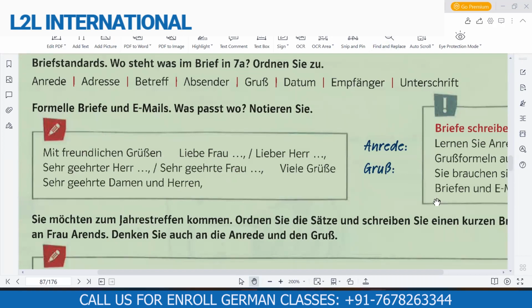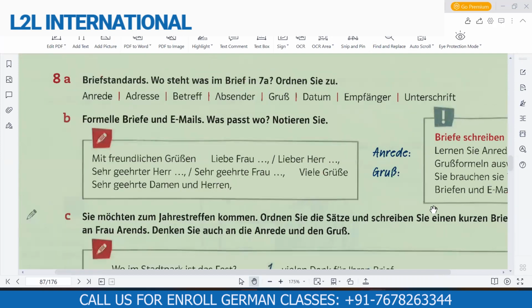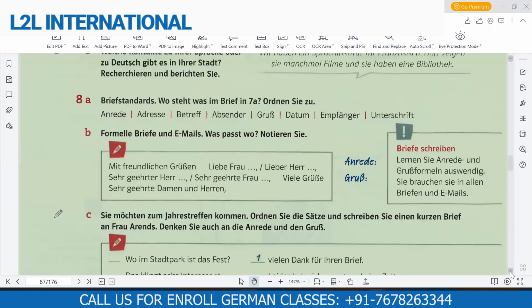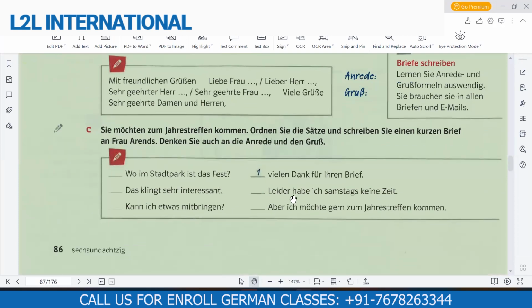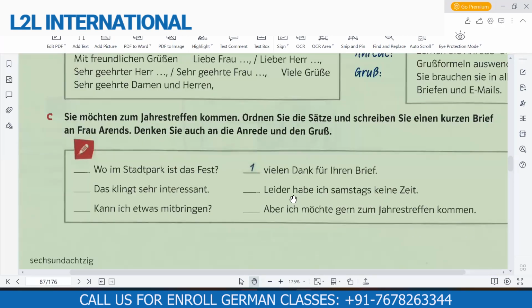Now, your homework today would be to write an email. But how would you write an email? So this is the question here. Now, you have got a letter from the club and she invited you for the Jahrestreffen that's going to happen on 25th June, right? So now you have to give an answer to that letter. So how do you do that? It says, Sie möchten zum Jahrestreffen kommen. You would like to go to the yearly meet.